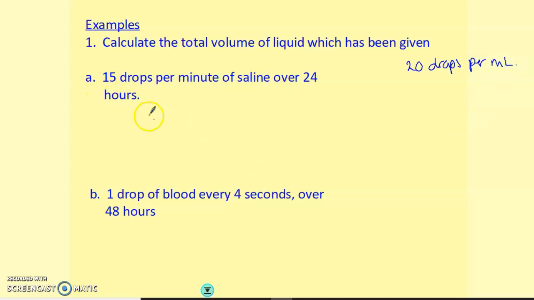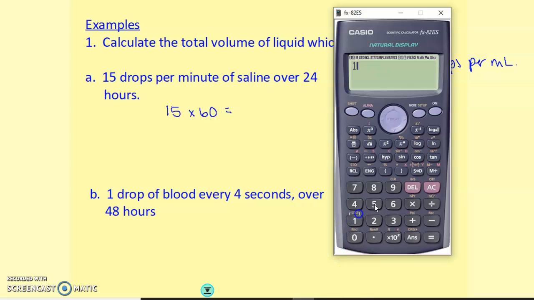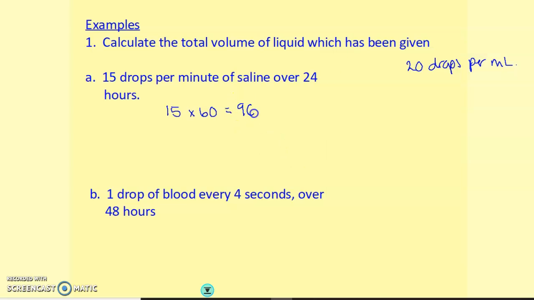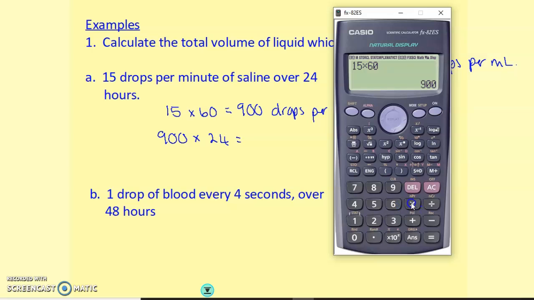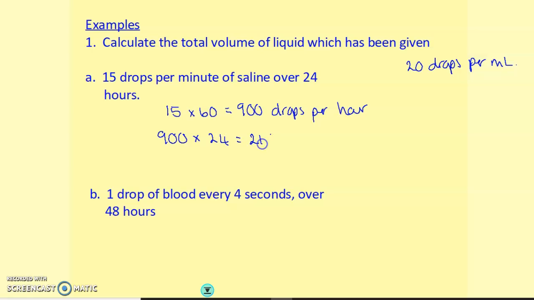Okay, I'm going to deal with my time first. So it's 15 drops per minute, times that by 60. So it's 900 drops per hour. This is going to be for 24 hours. So 900 times 24. 21,600 drops in total.